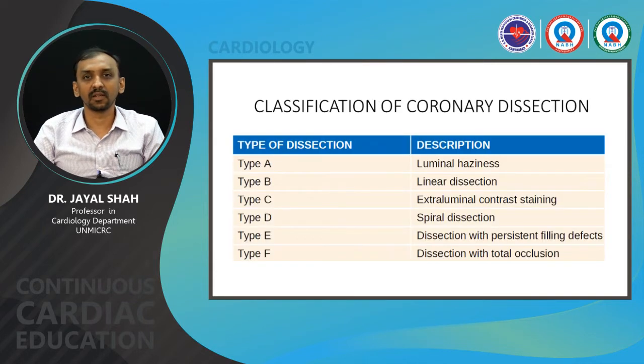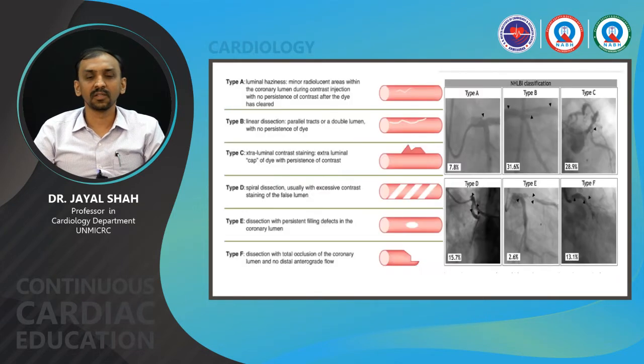So talking about the classification of coronary dissection, it is typically classified from A to F. Sequentially, type A and B are luminal haziness or linear dissection, type C is extraluminal contrast staining, type D is spiral dissection, type E is dissection with persistent filling defects, and type F is dissection with total occlusion. So this is just the detailed description of the different types of dissection, and corresponding angiographic projections are also seen.